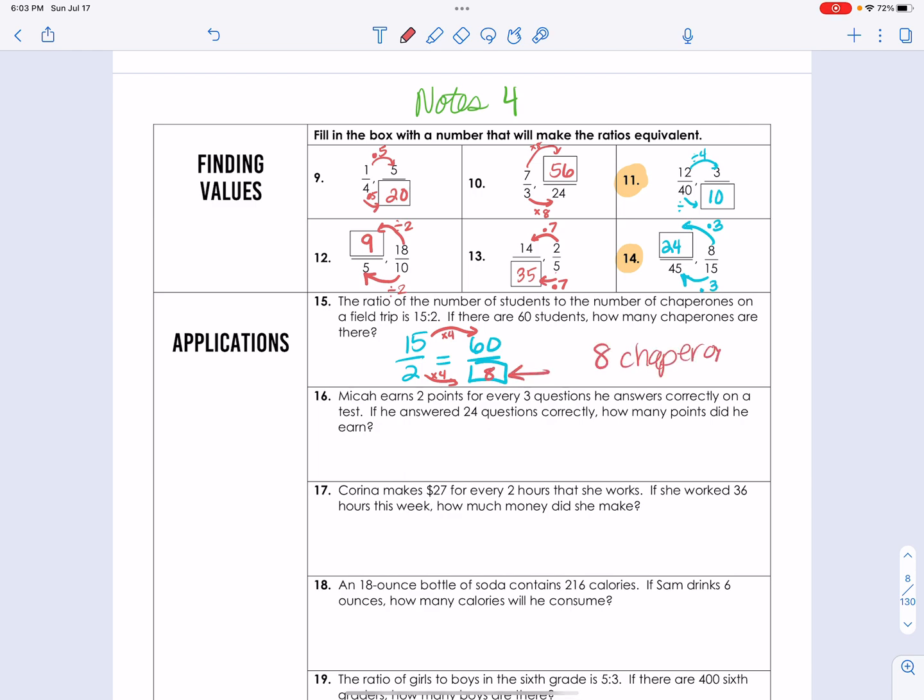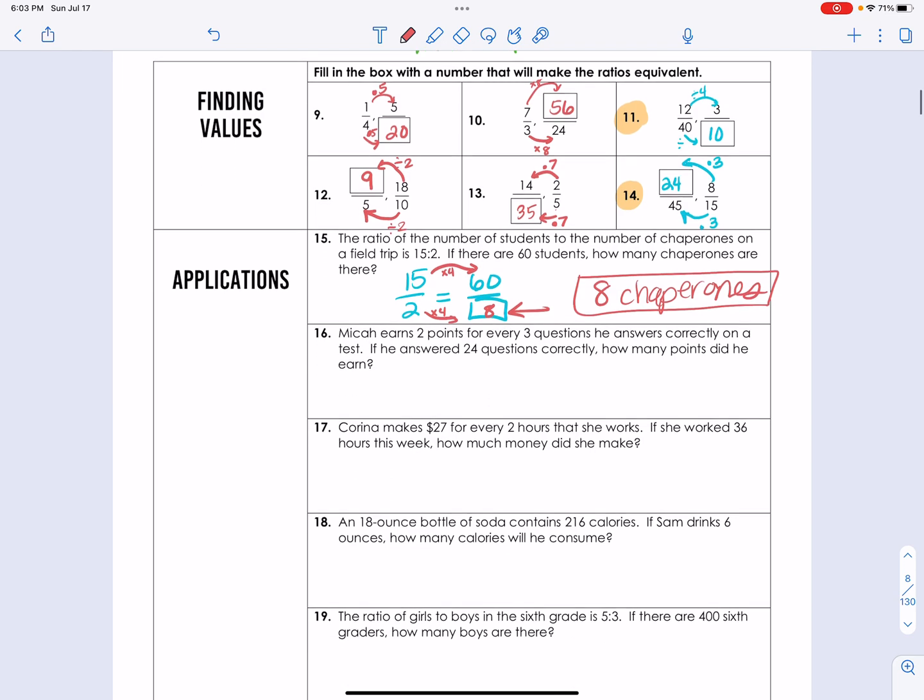So that is how you're going to use these ratios. You're going to use them in the real world to keep things equal. Okay? Because if you have 2 chaperones for every 15 kids and then you have 60 and you still have 2 chaperones, that's probably not a good thing.